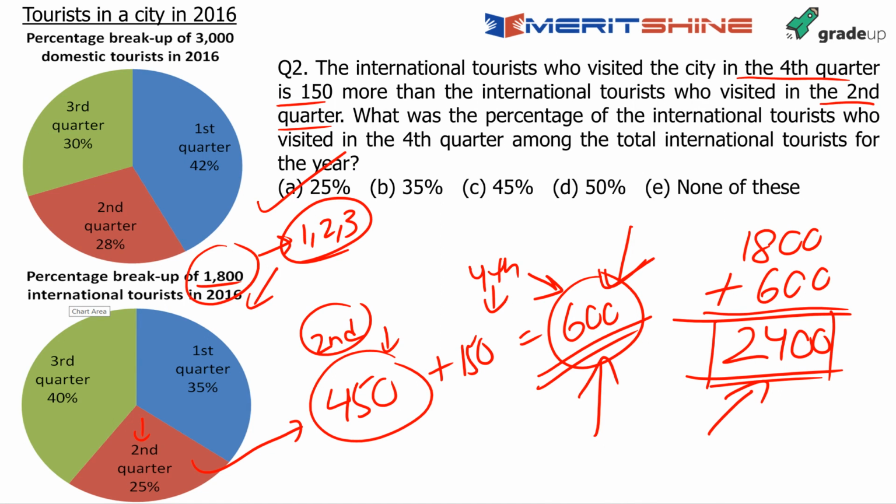You can make a very silly mistake in this question if you are not careful. You can do 600 by 1800, which will give you 33.33, and there is none of these as an option as well. So just be very, very careful with this.